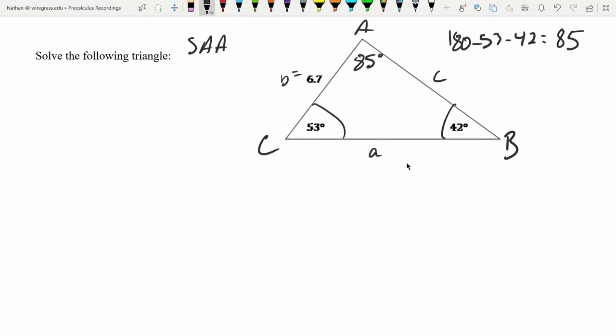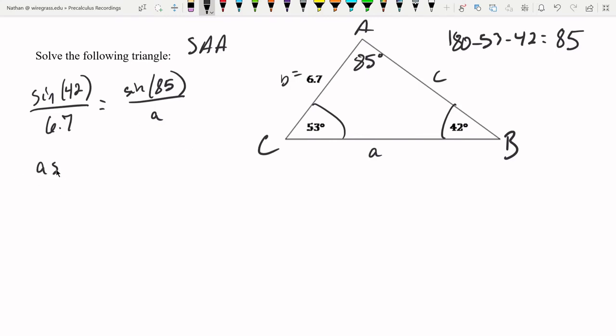So A and C is what we're trying to find. Let me flip the law of sines and show you that way. So we get sine of, see, we know what B is. So B is 42. The side length B is 6.7. This equals sine of, let's do A, 85, over the side length A. So to solve this, let's cross multiply. So we're gonna get A sine 42 equals 6.7 sine 85, then divide by sine 42.